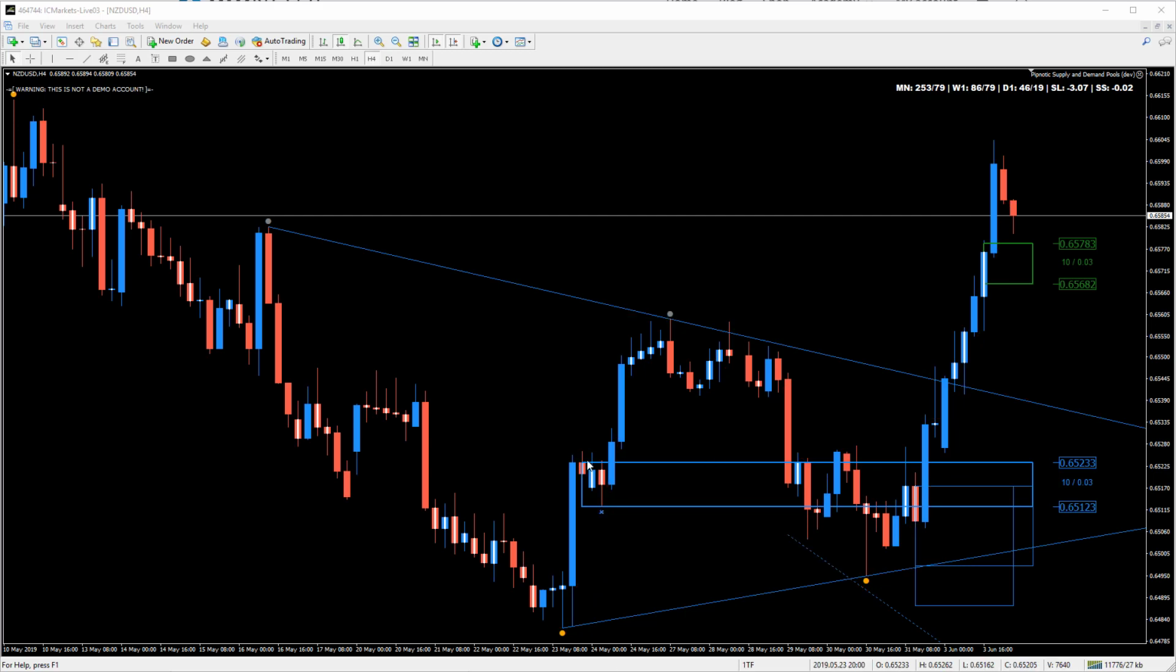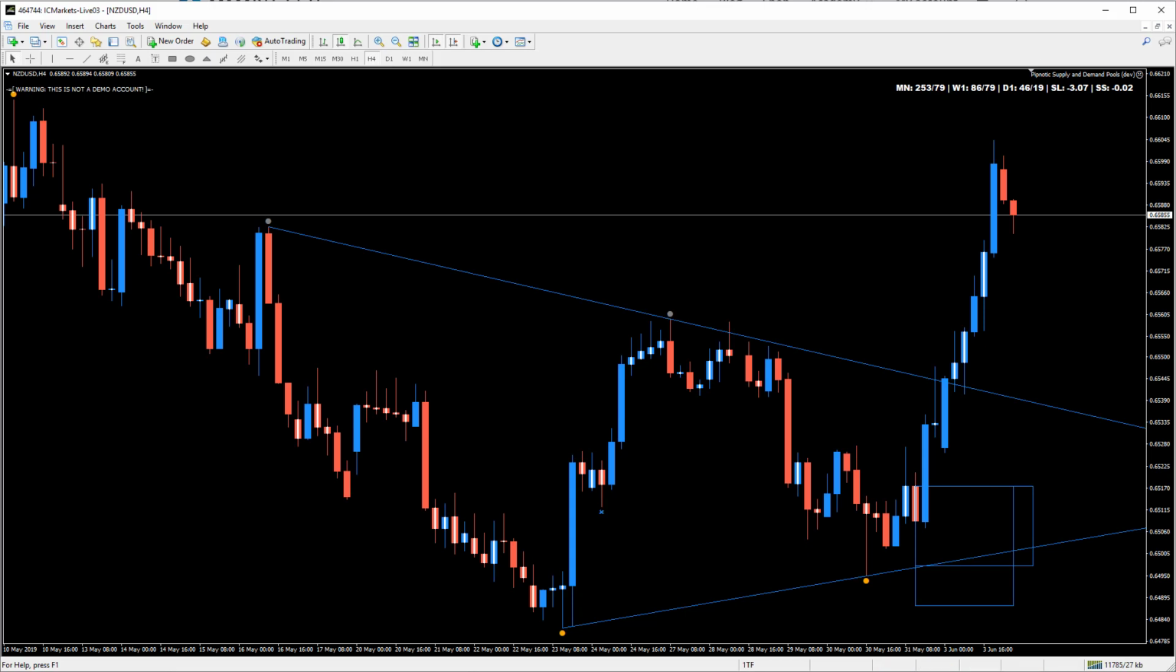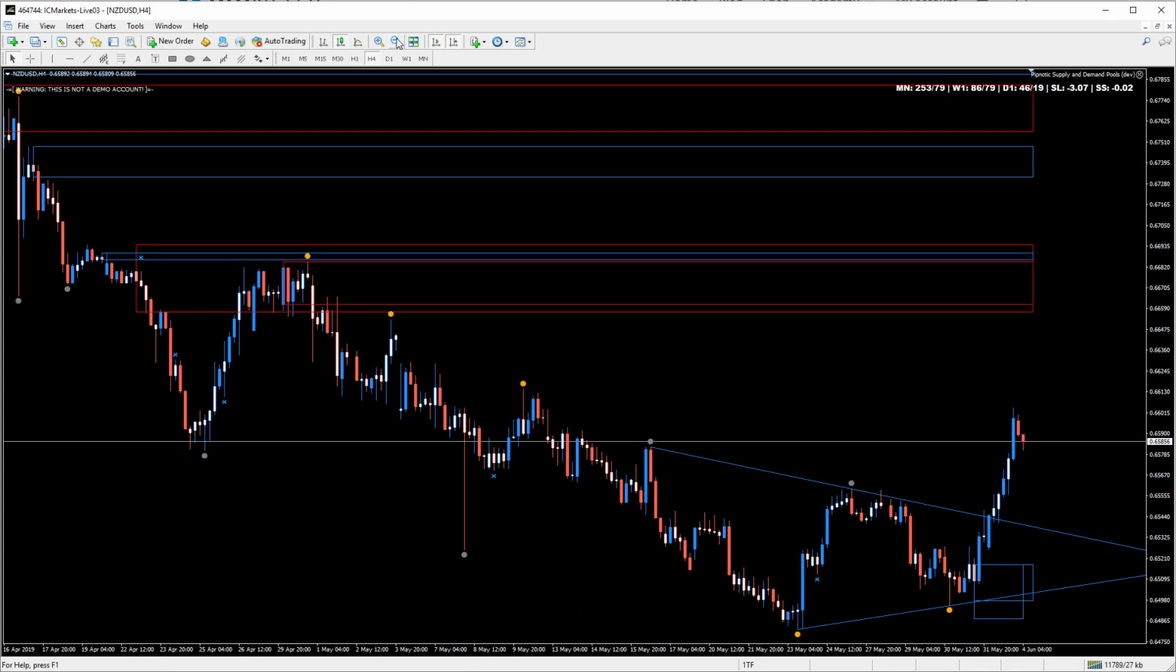It's really interesting, really, really interesting. Well, if you're into that kind of thing. So essentially what we need to do is understand what's going on in the smaller time frames.